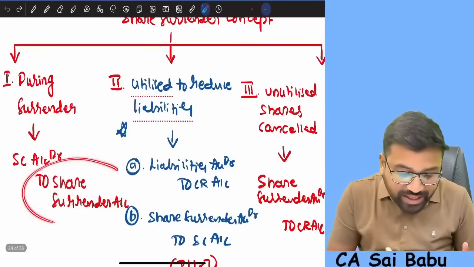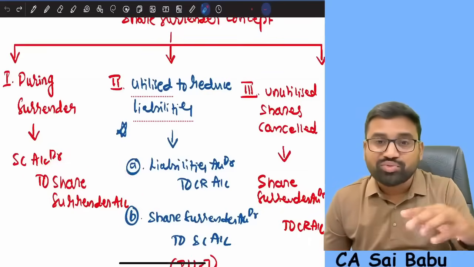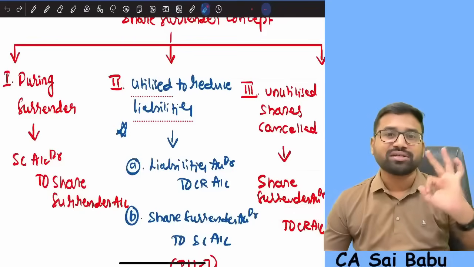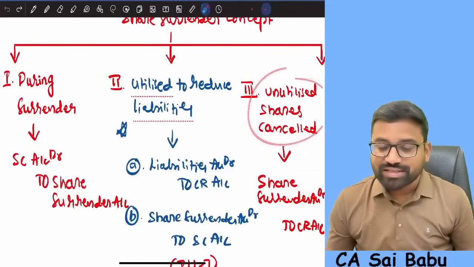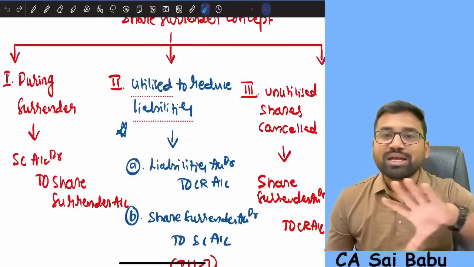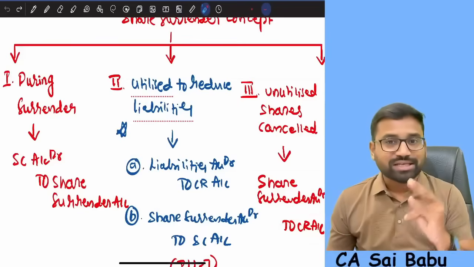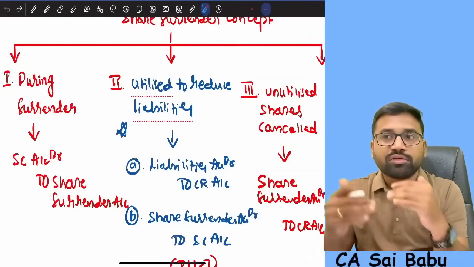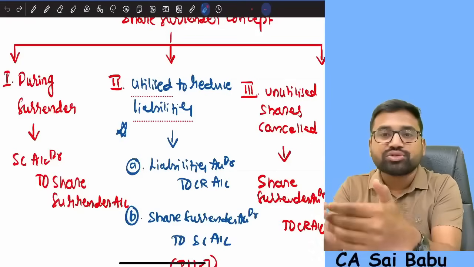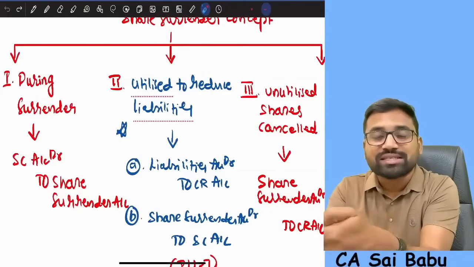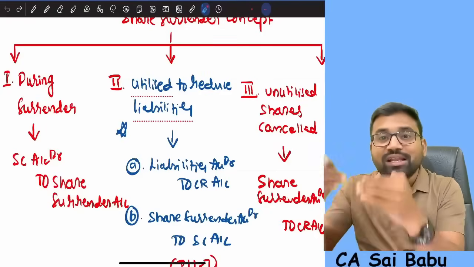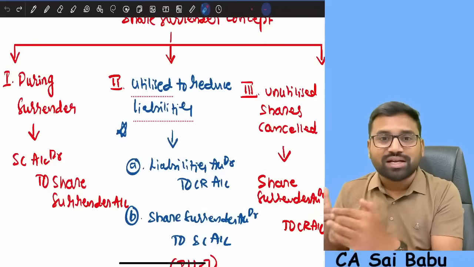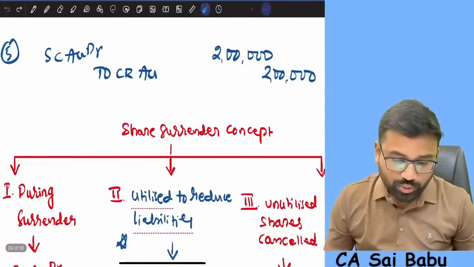Sir, out of the share surrender account, whatever balance we are not utilizing to settle the liabilities, cancel it by transferring to capital reduction account. That is, the unutilized share surrender account will be cancelled by transferring to capital reduction account. So when shares are surrendered, share capital to share surrender account. When surrendered shares are utilized to settle the liabilities, first convert the share surrender into share capital and then liabilities to capital reduction account. Then whatever the unutilized balance in the share surrender account, transfer to capital reduction account.